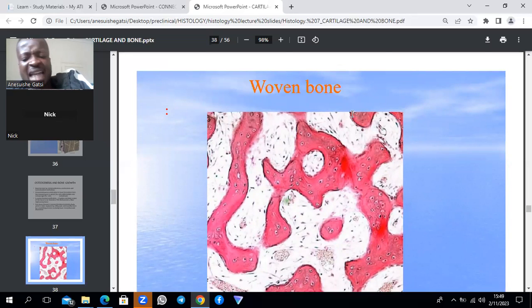So do you think in an adult you can see immature bone? Anyway. Do you think there is any way in the adult body where you can see immature bone? Yeah, I think so. So where? Where can you find immature bone? Yes.